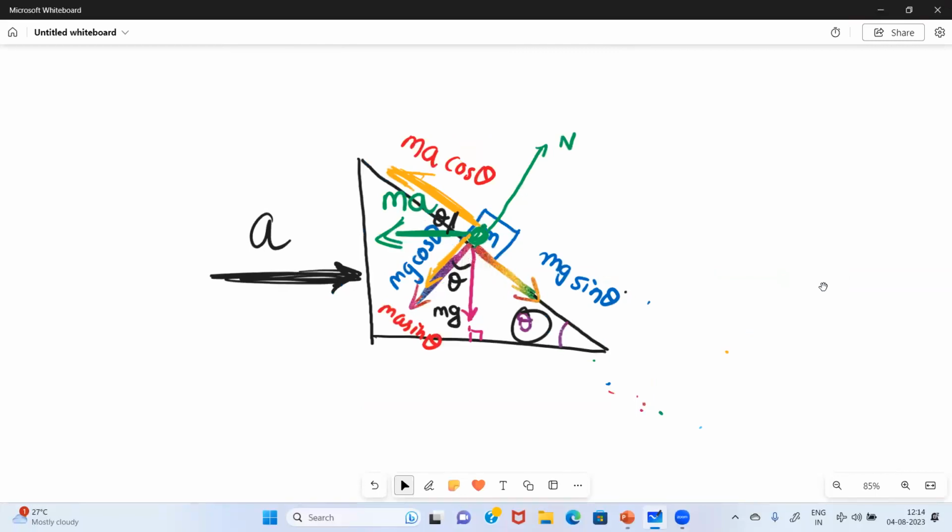Okay, now really nice. So ma cos theta, when it is equal to what? mg sin theta, the small block will move or will not move? Will not move. That's the condition we are talking about. Although the surface is smooth, it can't move because you are applying a force. Correct? So ma cos theta will be equal to mg sin theta is the condition for the block not to move.